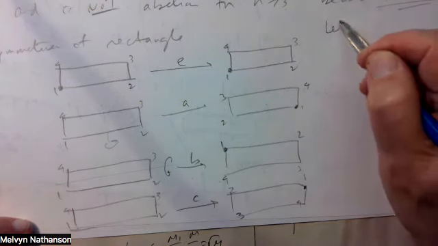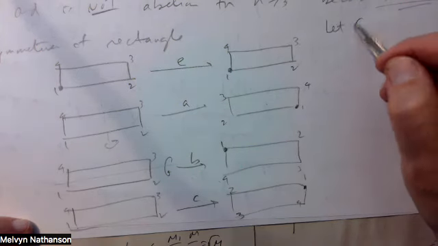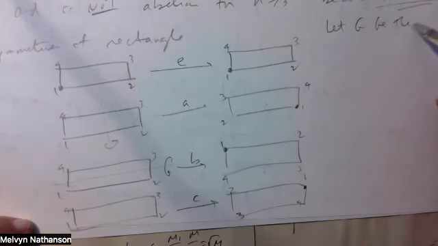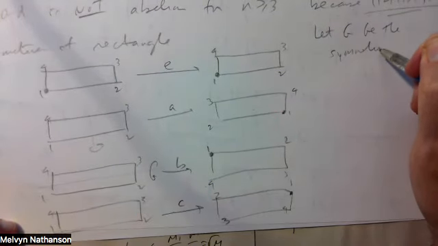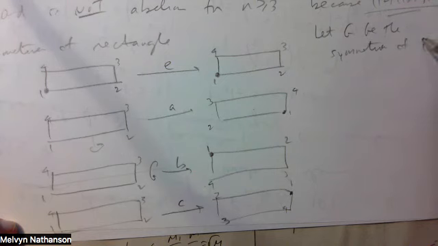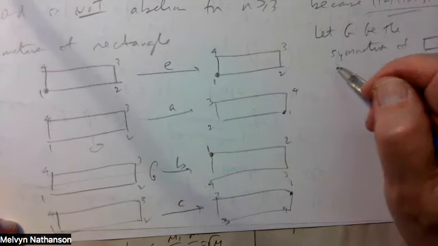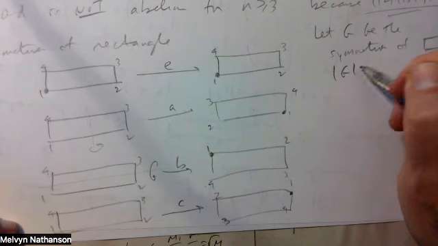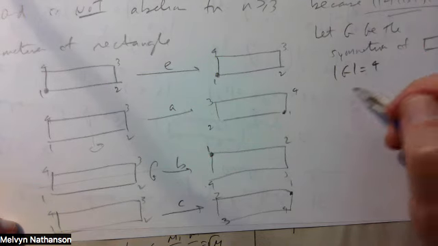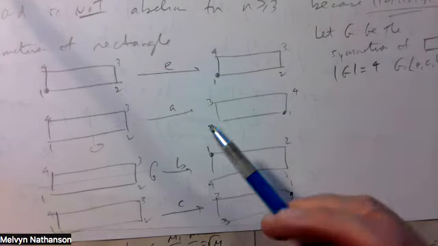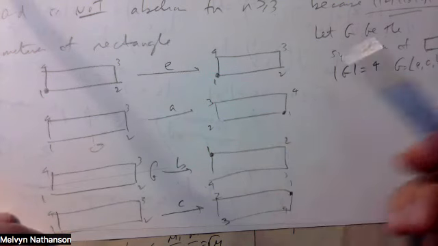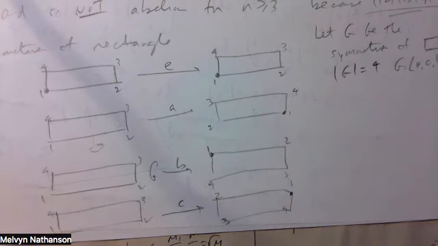So let G be the symmetries of the rectangle. So this is a group, and it has exactly 4 elements: the identity, A, B, and C. Because I can perform any one of these operations and then do it again and then do it again. And that's what it is.